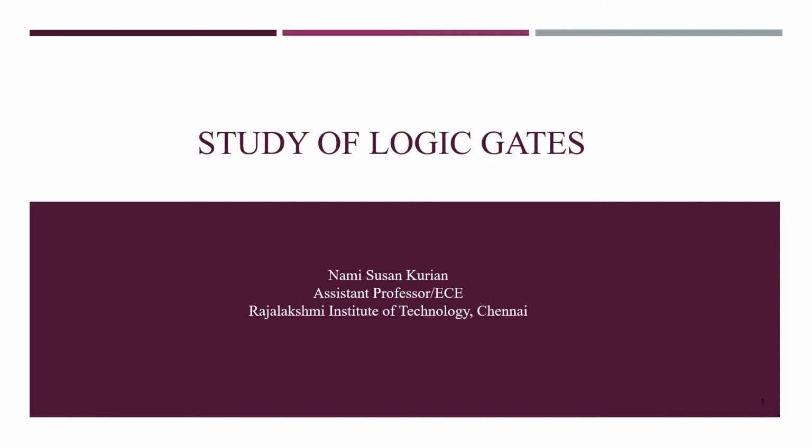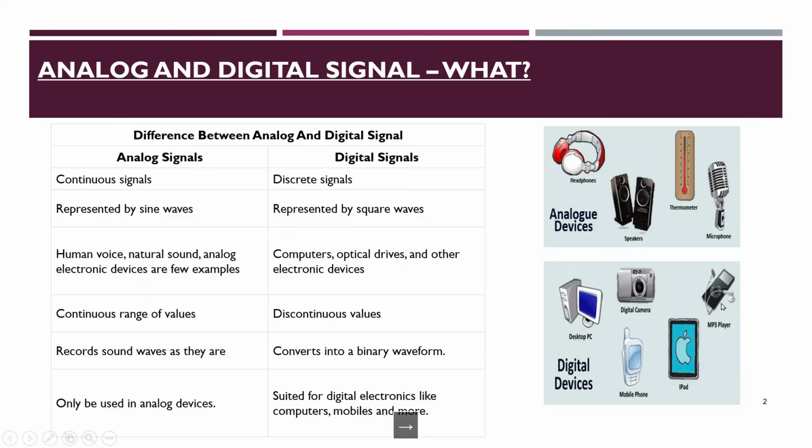So we'll go with the second slide now. Analog and digital signals. What are analog and digital signals? As I already told, digital logic gates are those gates that allow or deny the transmission of digital signals over digital circuits. At first we were using analog signals, and because of the drawbacks associated with analog circuits, we have shifted to digital circuits. So what is the difference between analog and digital signals?